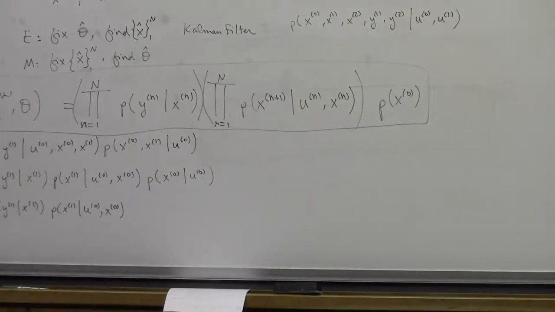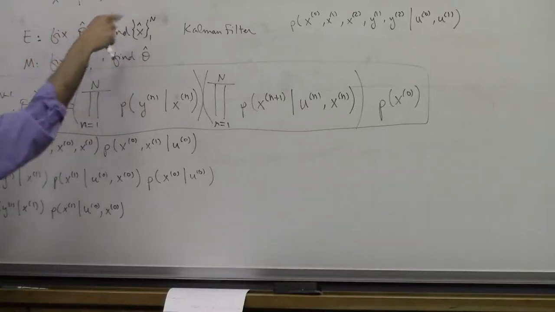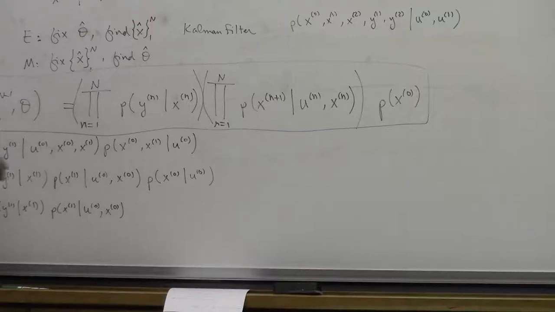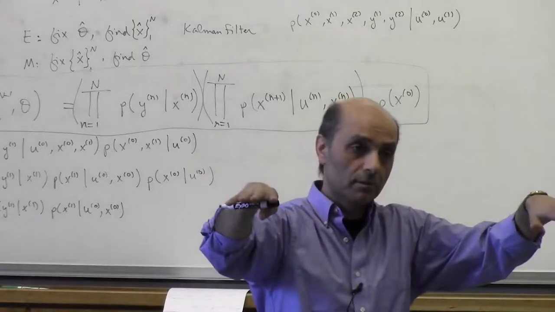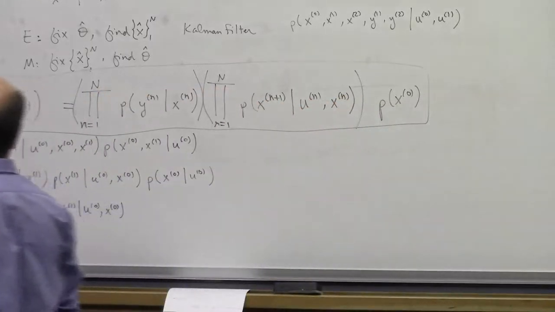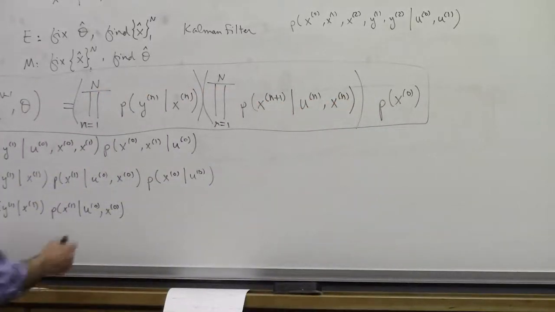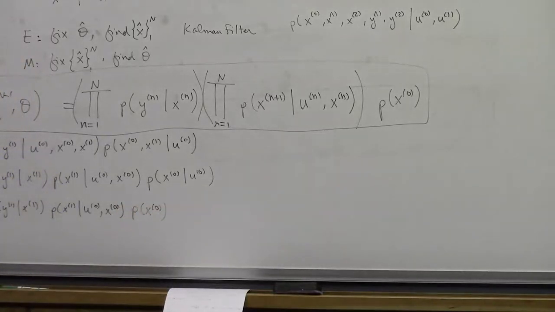We're going to try to find it. In this step, we have to find theta, right? And theta includes x zero. So x zero is going to be a normal with an expected value x hat with variance p.